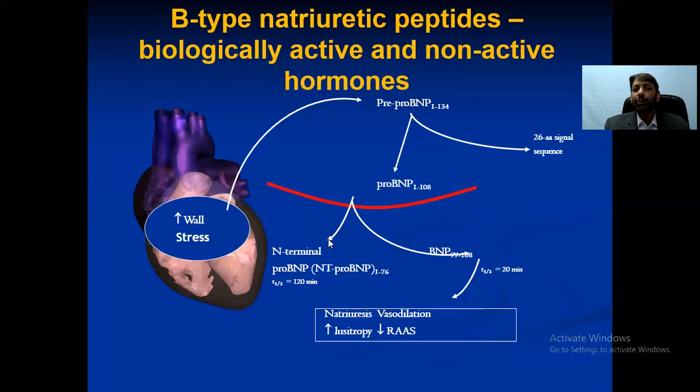Now the next slide will clarify this, and this BNP has all the actions. This NT-ProBNP, which is cleaved from this proBNP to separate out the BNP and NT-ProBNP, is just there as an inactive part. And that's why this inactive NT-ProBNP is so useful whenever you're ordering a test. And the next slides will show you that.